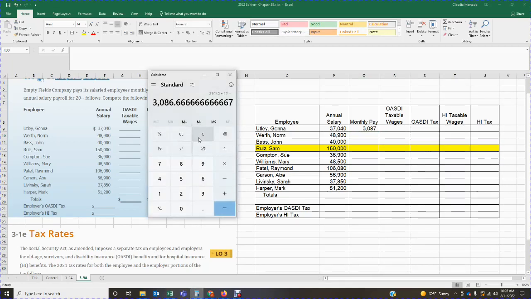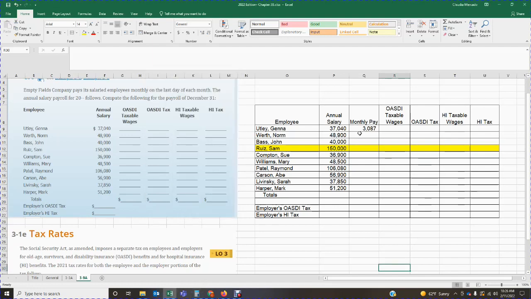So the next one we have is Norm Worth, 48,900. We're going to divide by 12. That gives me 4,075. Now we need to make sure that these give me my decimals. There we go.